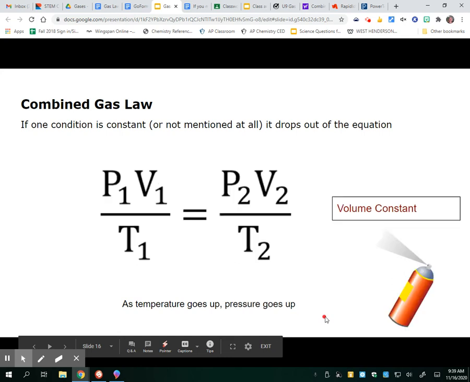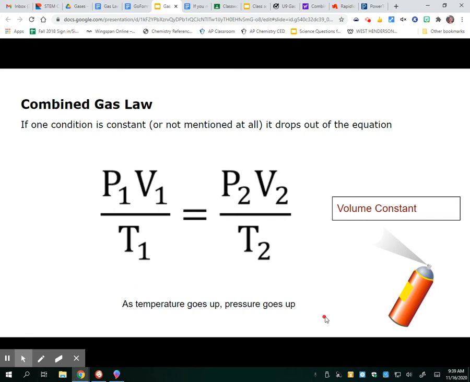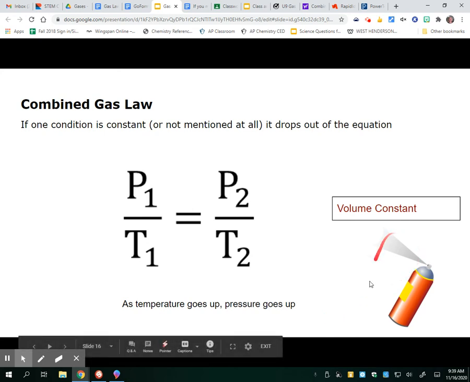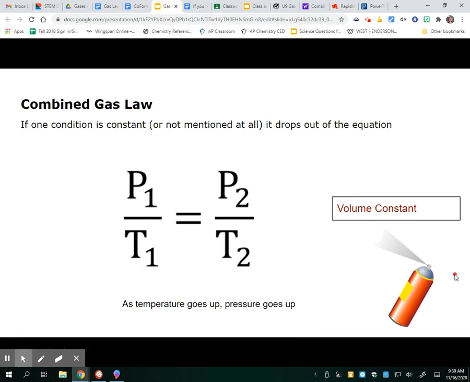If volume is constant, your combined gas law ends up looking like this. Again, volume would just drop out of the equation. A lot of times when we're talking about constant volume, we're talking about a rigid container. So you can think about a spray paint can. When you spray a spray paint can, the gas on the inside of the can is under high pressure. And when you press the nozzle, it goes from high pressure to low pressure out in the atmosphere. And because our pressure is decreasing, our temperature is also going to decrease.